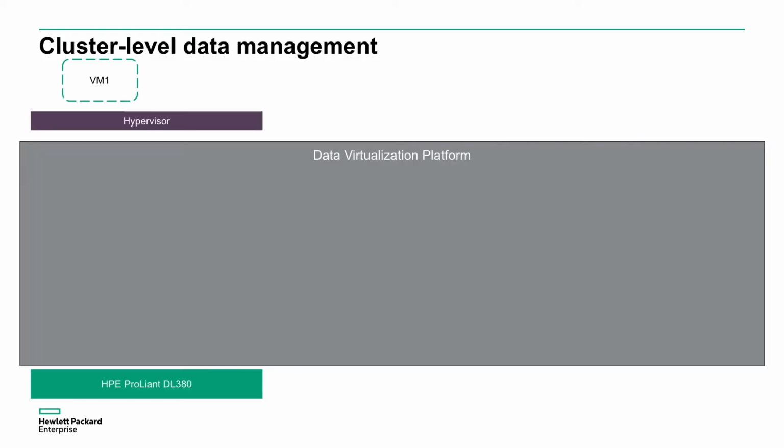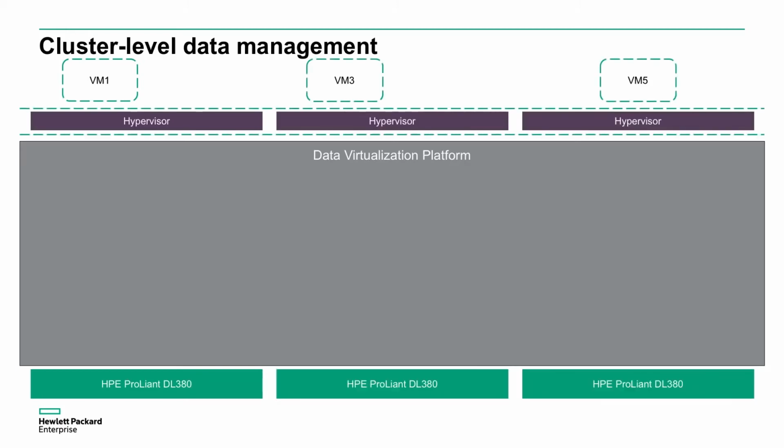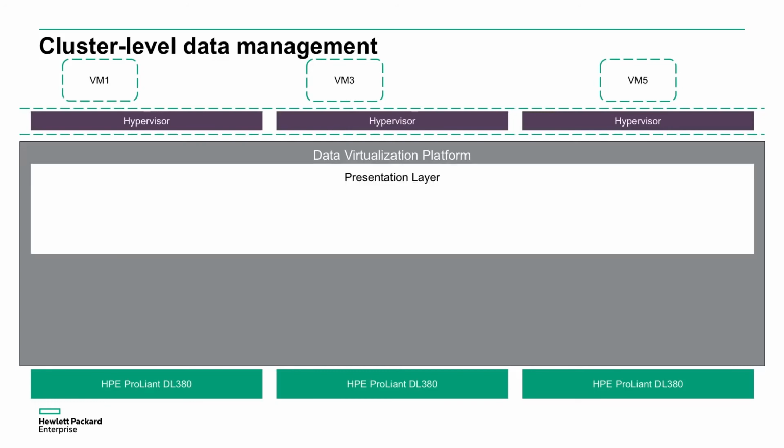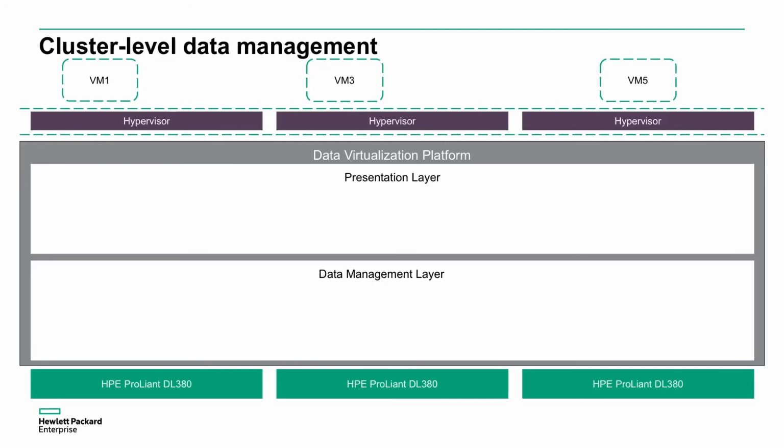HPE SimpliVity adds a data abstraction layer we call the data virtualization platform. This layer extends across all nodes in a cluster. Within the HPE SimpliVity data virtualization platform, there are a few layers with different roles. At the top is the presentation layer. Below that is the data management layer, where all the data is tracked within the system.